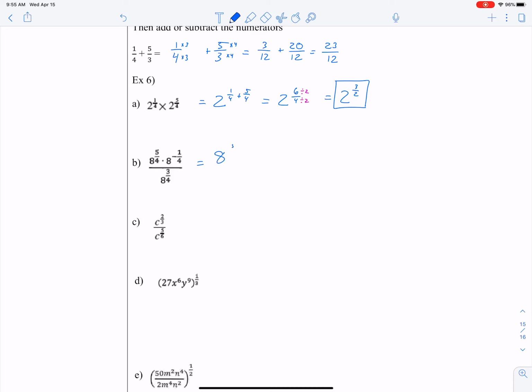So we have 5 over 4 for our first exponent. Then these are multiplying, so that means we're going to add, and this one is negative 1 over 4. And then we're going to subtract 3 over 4 because it's on the bottom, so it means it's dividing. So we end up with 8 to the power of something over 4. We have 5 minus 1 minus 3. So that's going to give us 1 over 4.